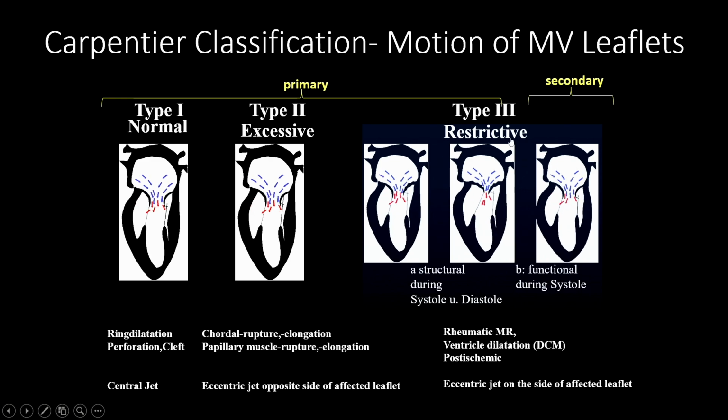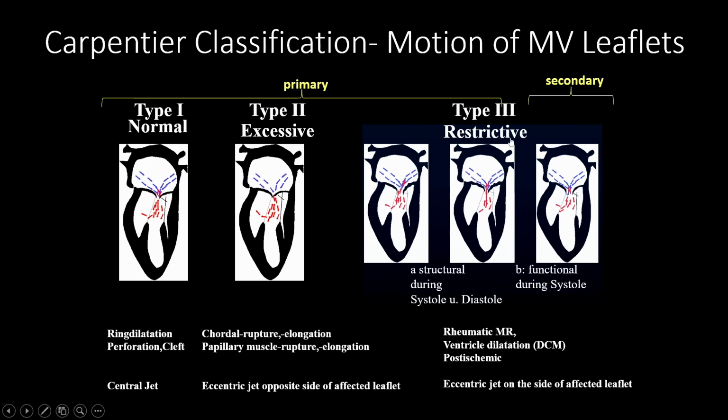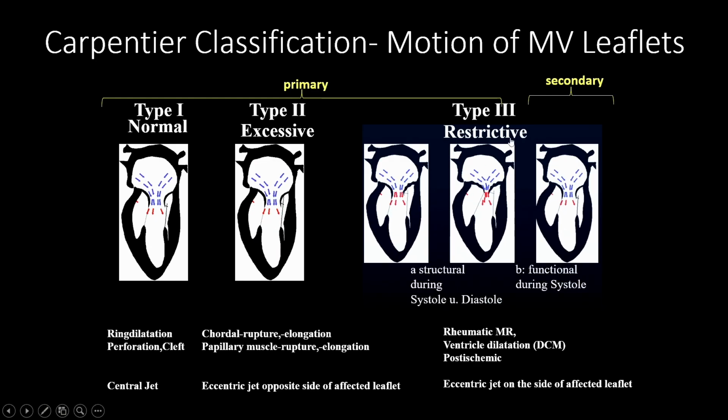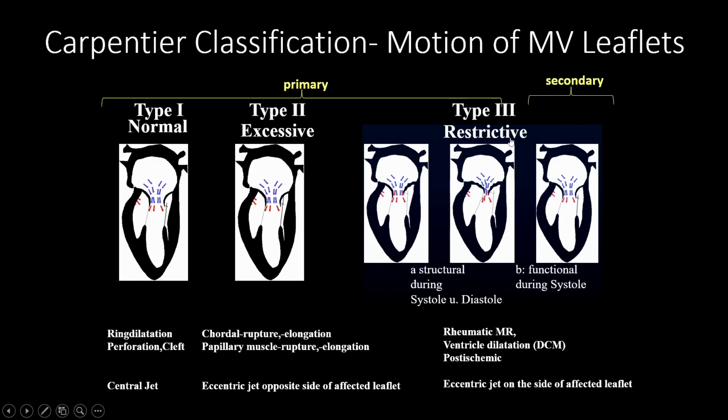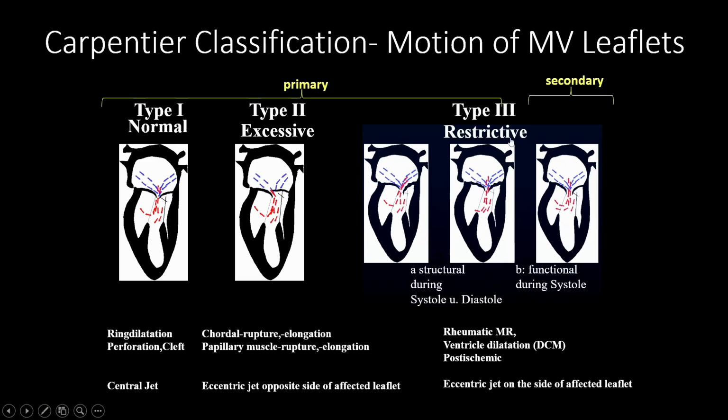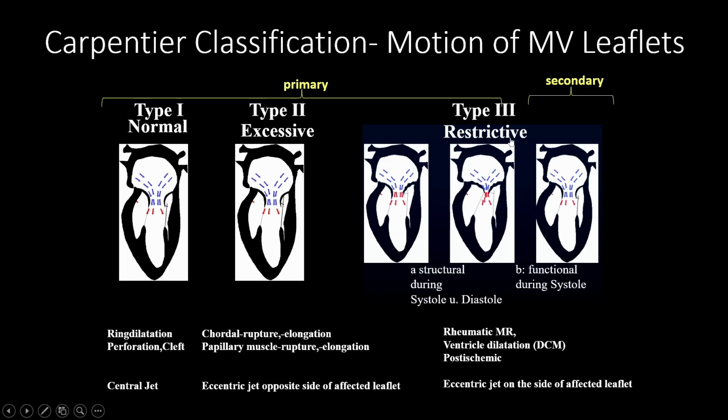Okay, so type 1 is where the motion of the leaflets is normal, and the problem lies either with the left ventricle, that is ring dilatation, annulus dilatation, maybe in the setting of aortic regurgitation where the LV is dilating, so you will have mitral annulus dilatation, or there is a perforation in the mitral valve, or there is a cleft. Okay, in this case the direction of the jet will be central.